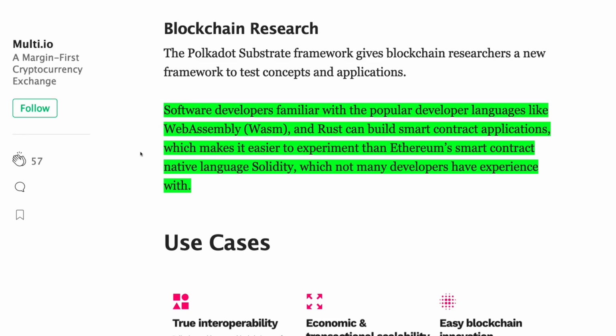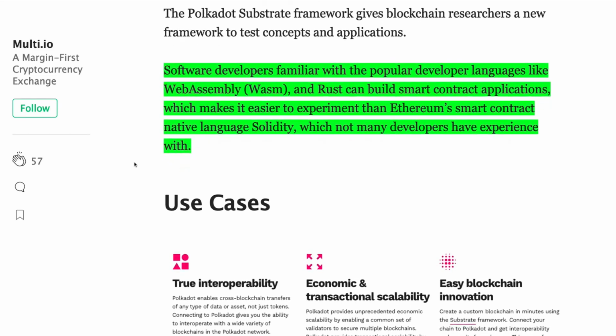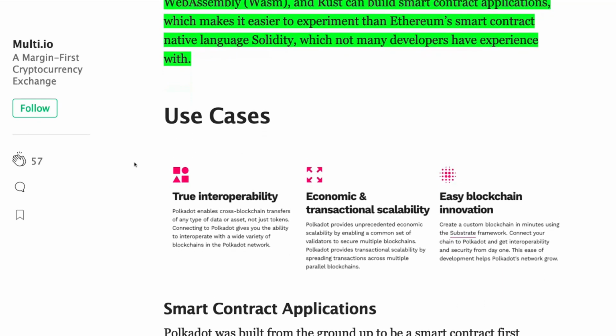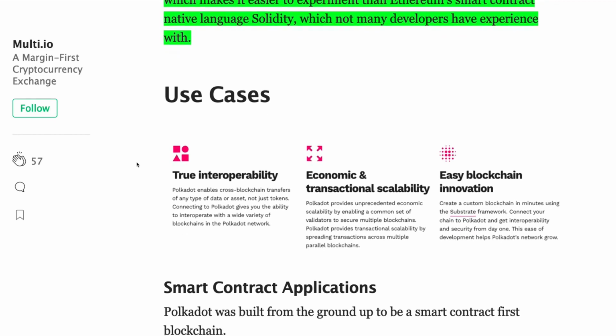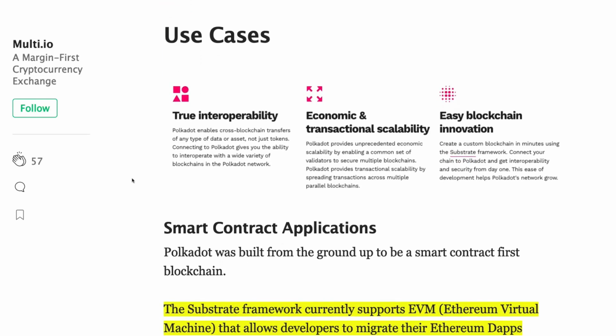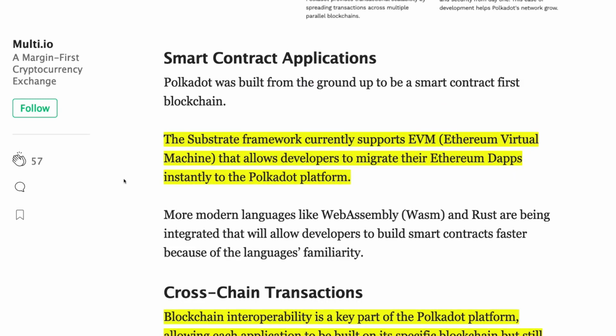So obviously it's always good to make it easier for developers to start building, because Solidity is a very complicated language which is not used by a lot of developers, although admittedly a lot more have started using it since Ethereum started. So here is another interesting advantage which Polkadot has.